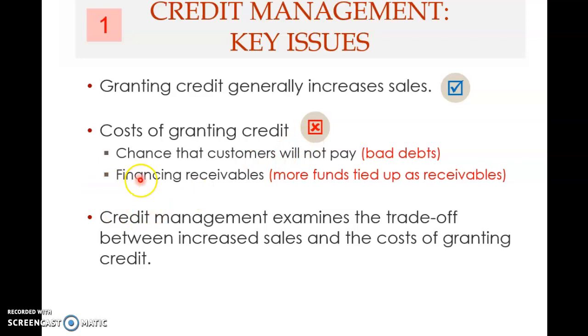So credit management examines the trade-off between increased sales and the costs. We try to attain, try to achieve the optimal. Optimal here means you maximize sales minus the costs. That's the major issue here. But it is not an exact science. So you have to do trial and error. In reality, credit management is more of a trial and error.